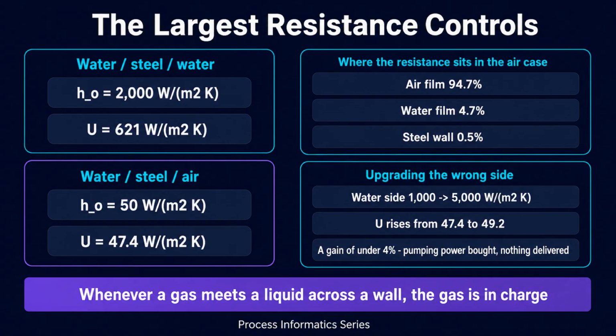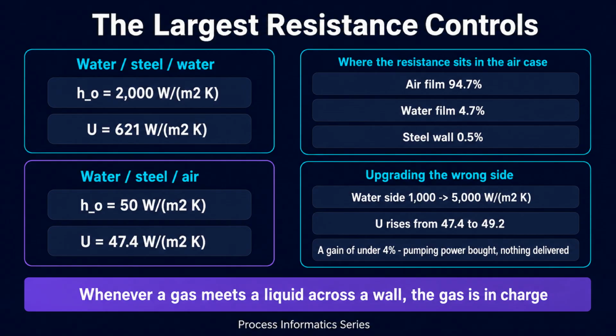Now spend money on the water side, upgrading it from 1000 to 5000 with higher velocity and a better tube. U rises to 49.2, a gain of under 4%. You have bought pumping power and delivered nothing. The largest resistance controls, and improving anything else is wasted effort until the controlling resistance is dealt with.